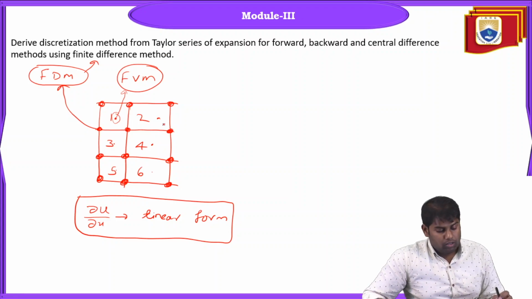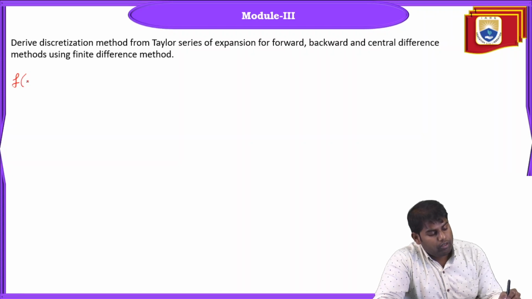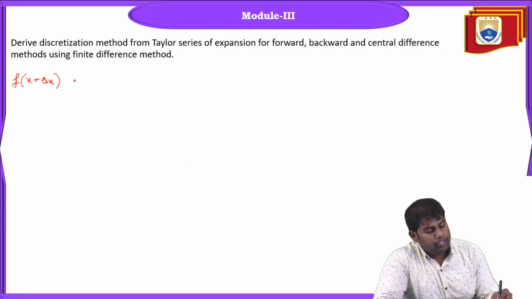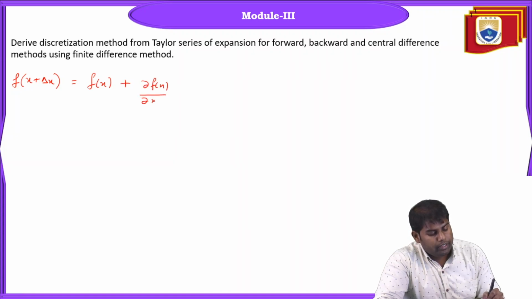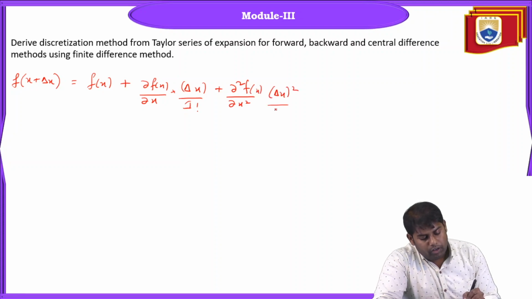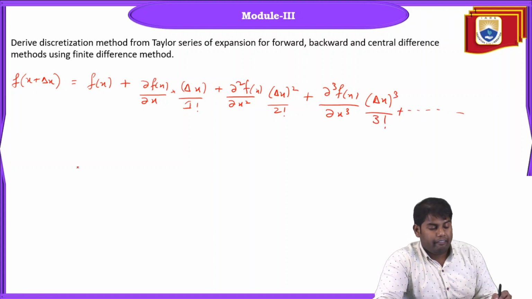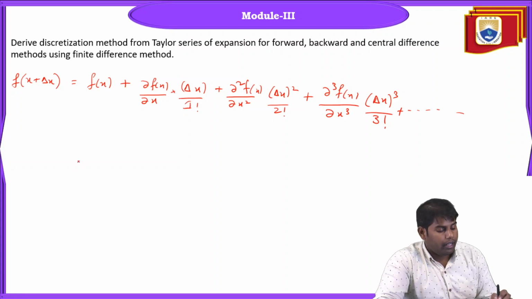Let's recall the formulation of the Taylor series expansion. We take the function f of x plus delta x, which is equal to f of x plus dou f of x by dou x into delta x divided by 1 factorial, plus dou square f by dou x square into delta x square divided by 2 factorial, plus dou cube f of x by dou x cube into delta x cube divided by 3 factorial, and so on. This is the Taylor series expansion.